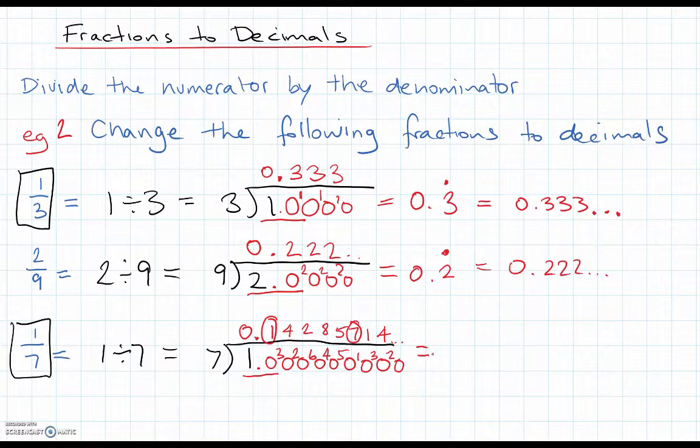So here's how I write that. I write 0.142857. Those are the numbers that I'm going to keep getting repeated. I need to put a repeating point up atop the 1 and above the 7. And that means to repeat every number from 1 to 7 over and over and over again forever. And that's how you write 1/7.